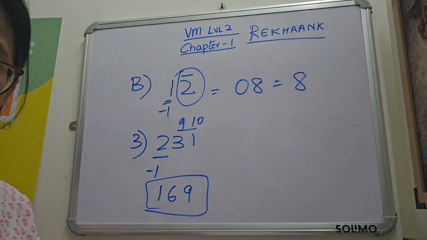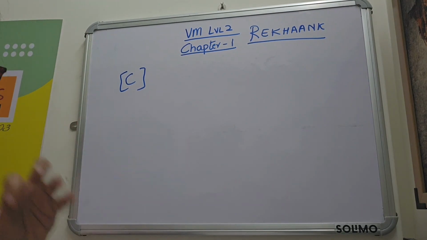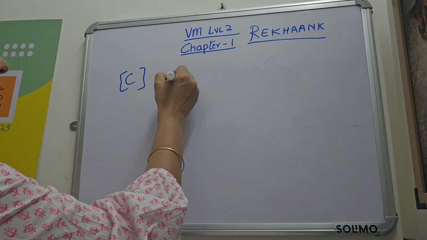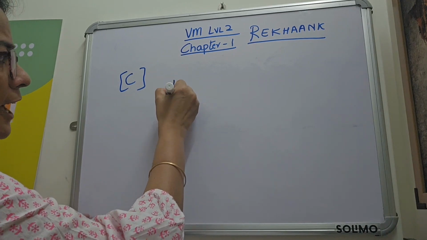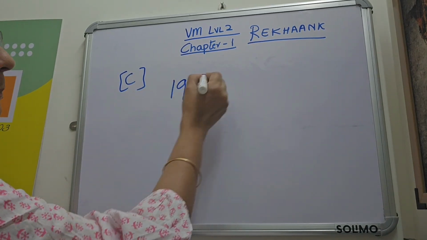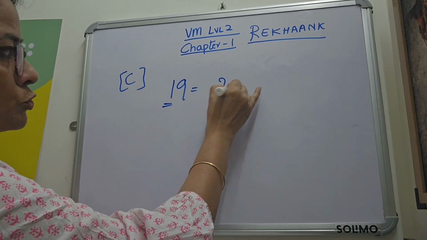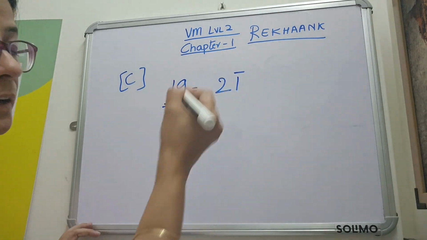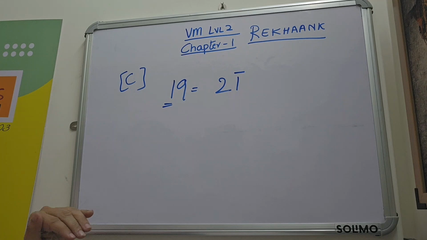Alright. Let us see where this Rekhank is used. Coming to the C part of this chapter. This is used to write tables of bigger numbers. Let us take up the first example. How are we going to write the table of 19 using Rekhank? So I am going to convert this to a Rekhank number. So this will become 2 and this will become 1 with a Rekhank. Alright. So this is how I am going to do this.